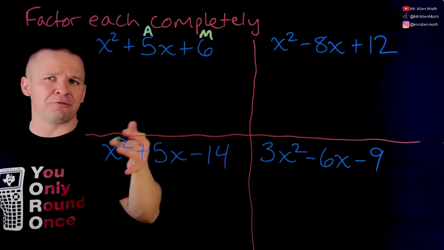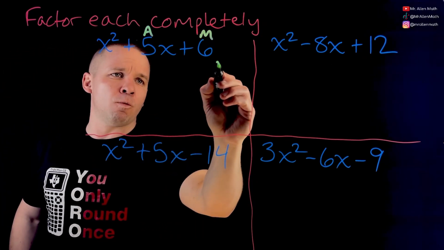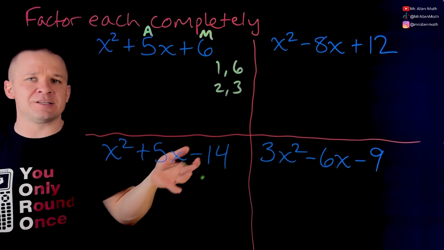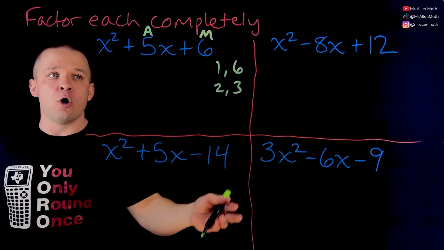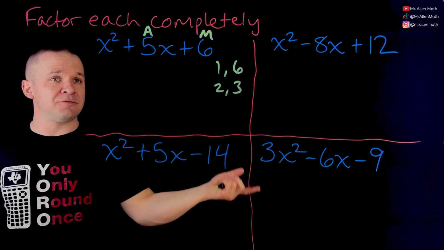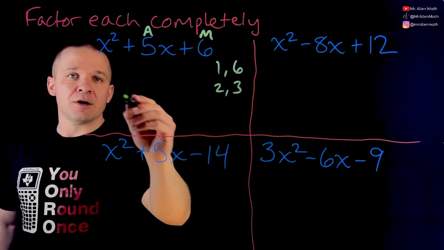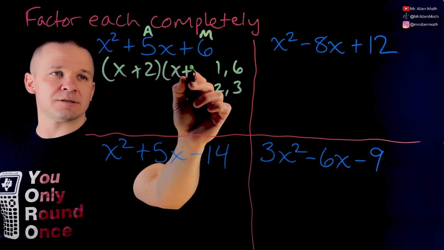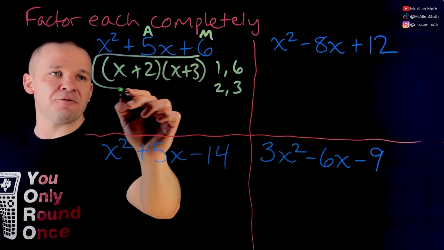Well, let's list out our factors of 6. I've got 1 and 6, and I have 2 and 3. Now, everything's positive here, so these numbers are going to be positive. What pair of these adds to 5? It's the 2 and the 3. So I'm going to have x plus 2 and x plus 3. That is my fully factored form.